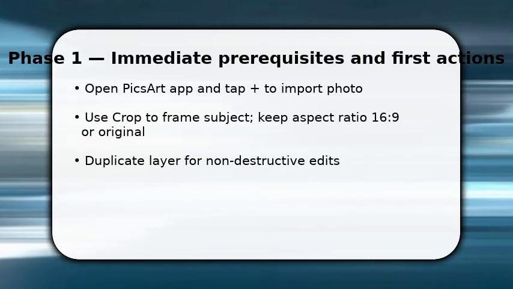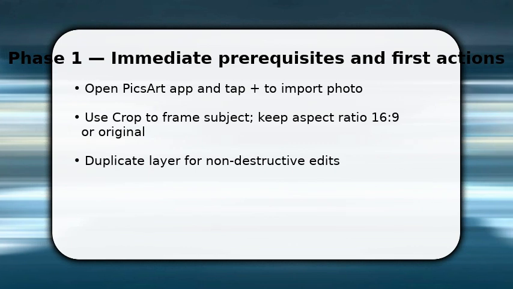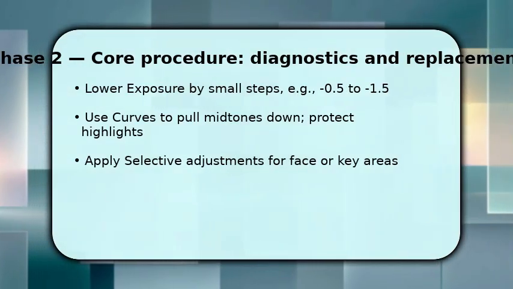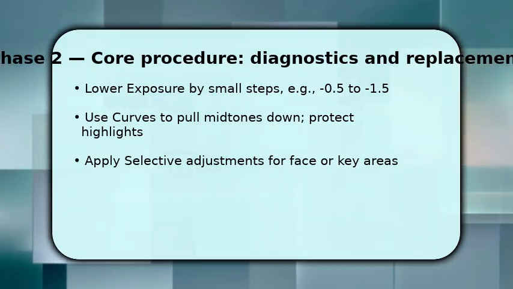This first step prevents accidental loss and gives you precise control, so you can dial darkness without degrading the original image. Now you focus on how to darken without crushing detail. Reduce exposure gradually, try -0.5 then -1.0 because big jumps lose texture.